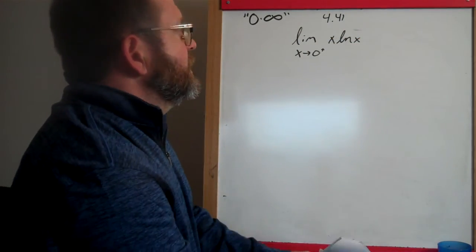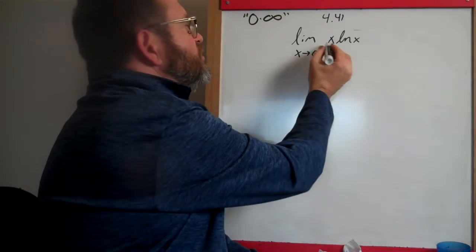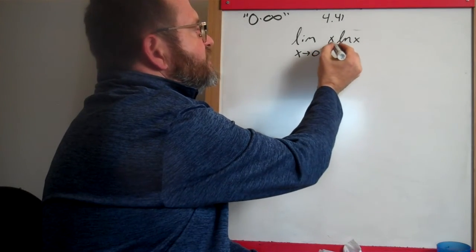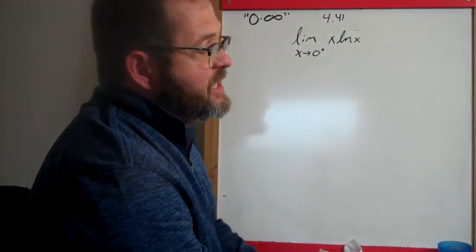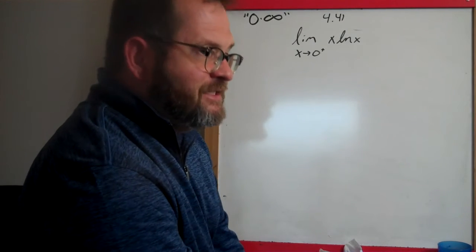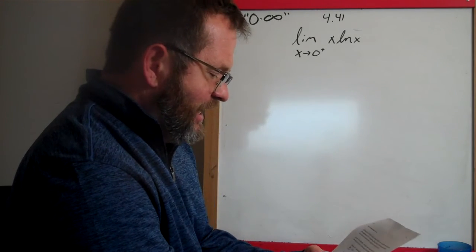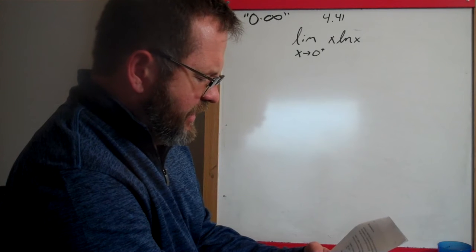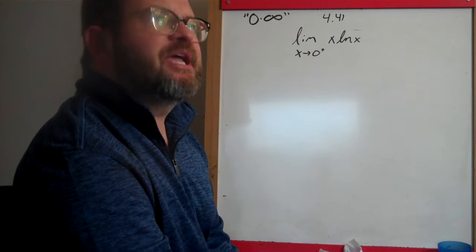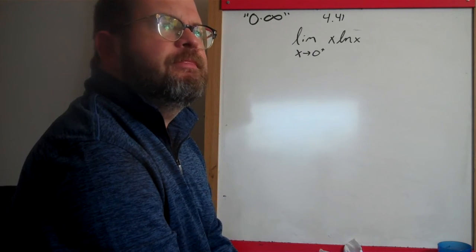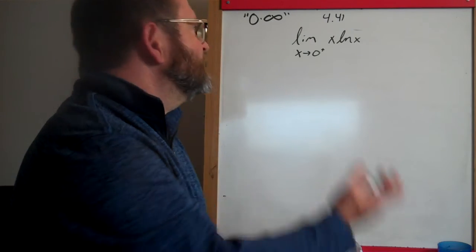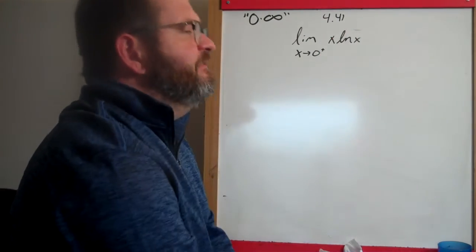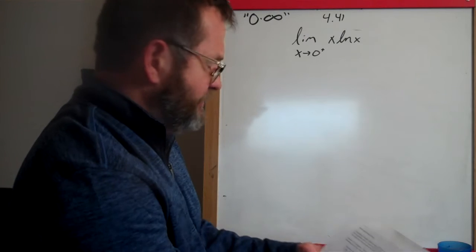Okay. If you just tried to use direct substitution, you're going to have to plug in 0 here. You'll have 0 times the natural log of 0. Natural log of 0 is actually infinity. Is it infinity or negative infinity? I can't remember right now. But, yeah, negative infinity. So the answer is actually 0 times infinity. It's not really clear what this is going to be.